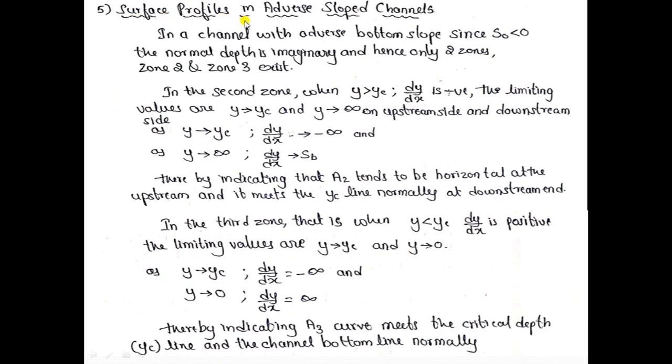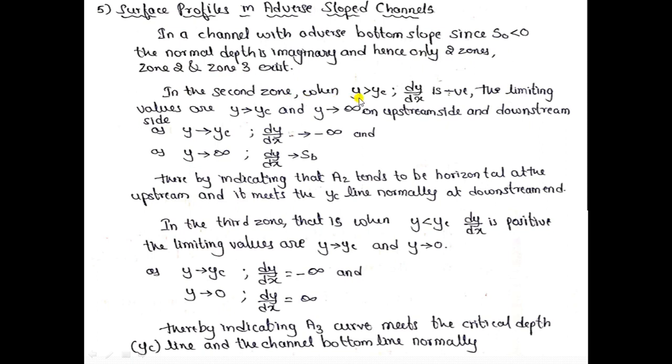Coming to the surface profile of adverse slope channels. In a channel with adverse slope, the slope of bed of channel is negative and the normal depth is imaginary. Hence, there are only two possible curves since there are only two zones. So, in adverse slope channel, we will be getting A2 and A3 curves.